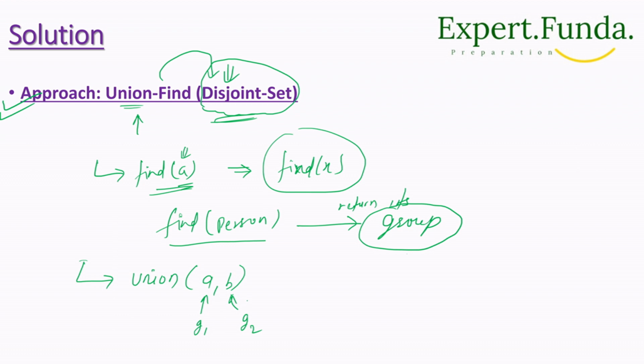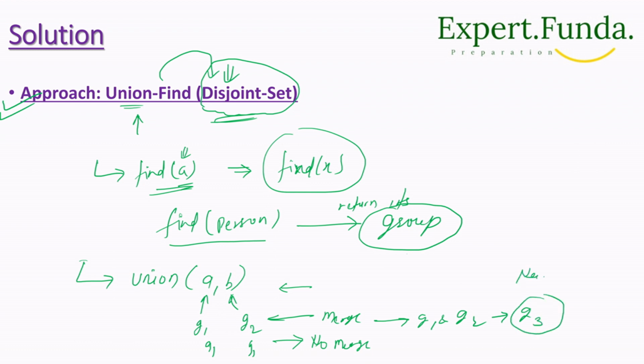If both are in the same group, let's suppose it is not returning G1 and G2, it is returning G1 and G1, so they are already in the same group. So what will we do? We will do no merge. But if they are in different groups, we will merge G1 and G2 and make G3, let's suppose. This will be our new group in which we will have all the friends that we have seen just now in the example.